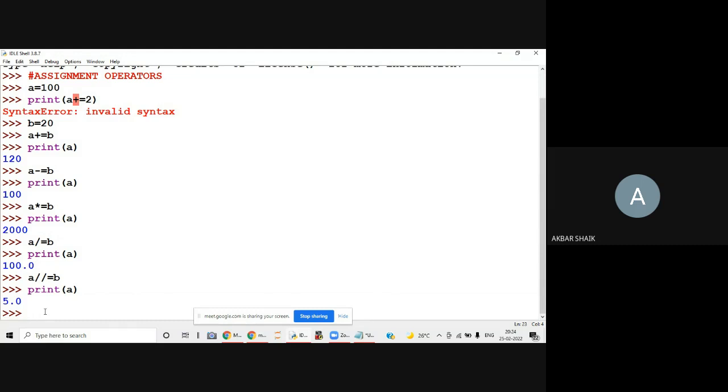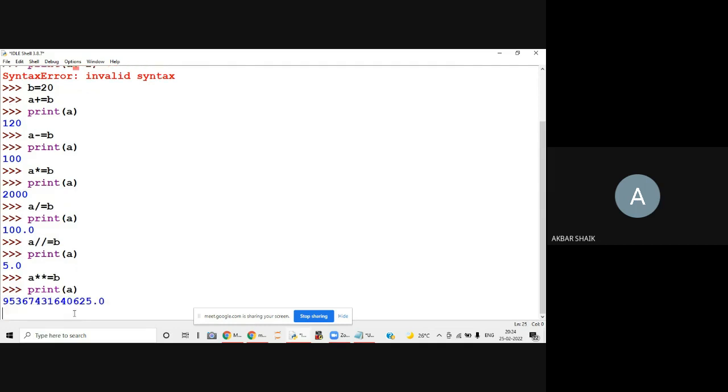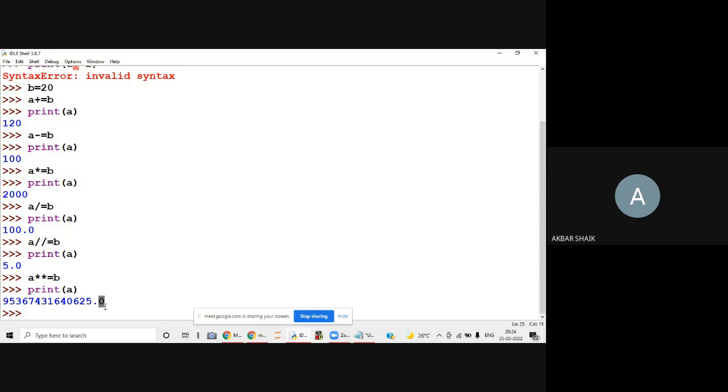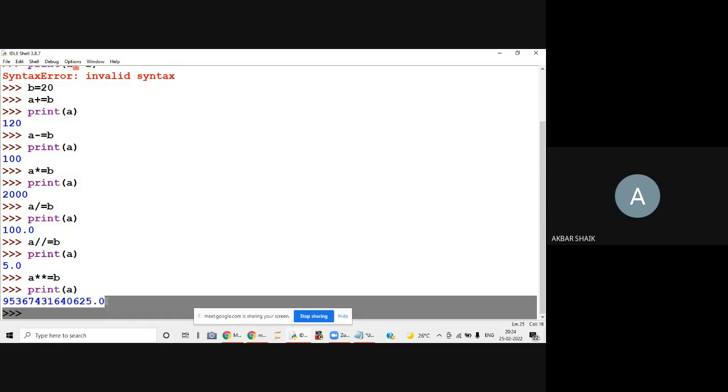Next we'll go for exponential assignment. A double star equals B. What is A double star actually? What is the A value? 5.0. Double star equals B. B is nothing but 20. So 5 to the power of 20. What is 5 to the power of 20? Because it is 5.0 to the power of 20, we got a float value. This is the answer. Is it clear?